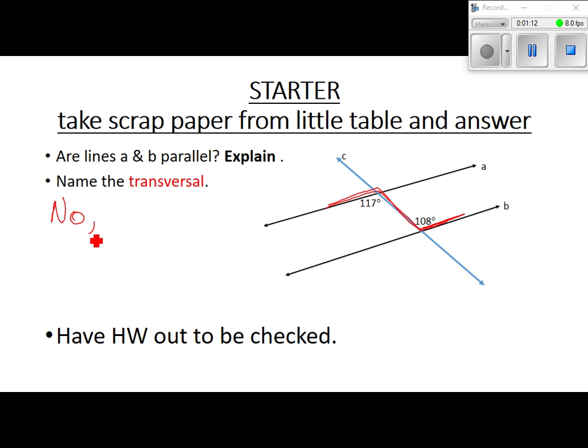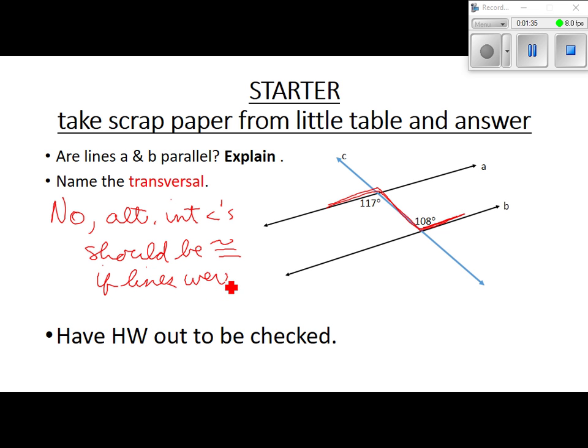What would our explanation be then? Alternate interior angles should be congruent, and you can abbreviate, if lines were parallel.